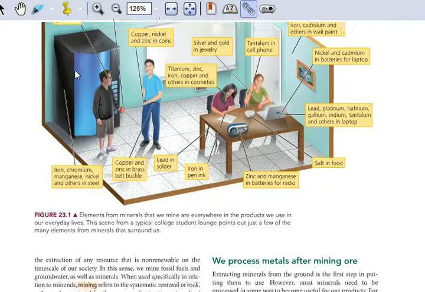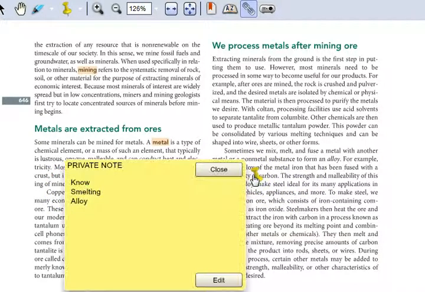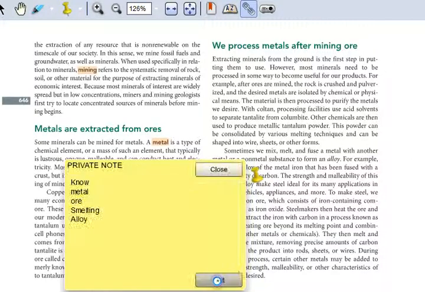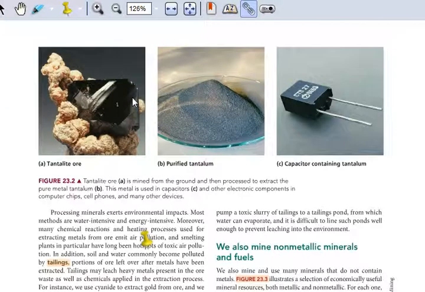So we use minerals in almost everything in our homes. We extract from ores. Make sure you know what the word smelting is and what an alloy is. I'm also going to add on here an ore as well. Metal and ore. So these are some vocab words to know from this page. Smelting is basically melting metal, and it reshapes the mixture into things that we want.